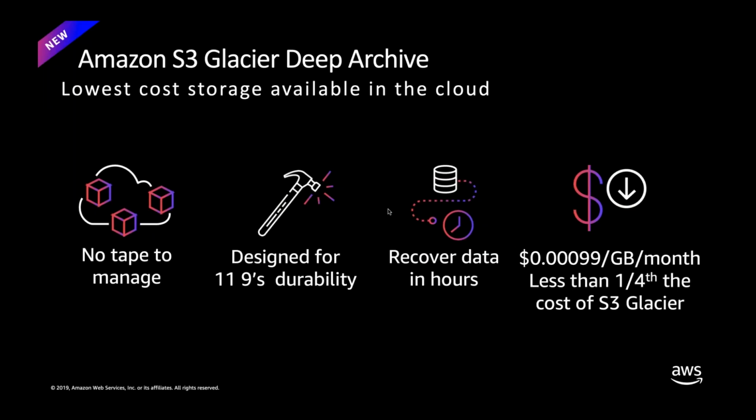So this is a new feature for Amazon S3 Glacier. It's a deep archive solution, so it has low cost storage for the cloud. This costs around 0.0099 per gig per month. So it's less than 1/4 of the current Glacier S3 cost. And actually S3 Glacier is almost 1/3 of the cost of the standard S3.